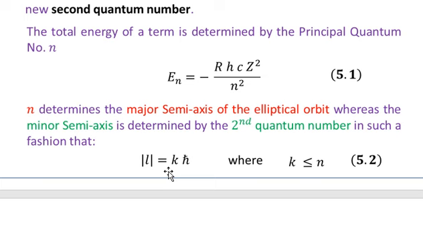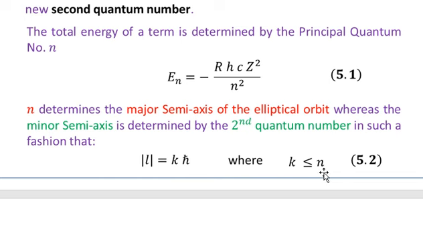According to the Bohr model, we have seen that the magnitude of the orbital angular momentum was equal to n times h bar. And there n was the principal quantum number that discretizes the value of the orbital angular momentum of the atom. But here, instead of n, you have the quantum number k. So the magnitude of the orbital angular momentum, according to Sommerfeld theory, will be equal to k times h bar, where h bar is the reduced Planck's constant, k is the second quantum number introduced by Sommerfeld, and it satisfies the condition that k should be less than or equal to n.